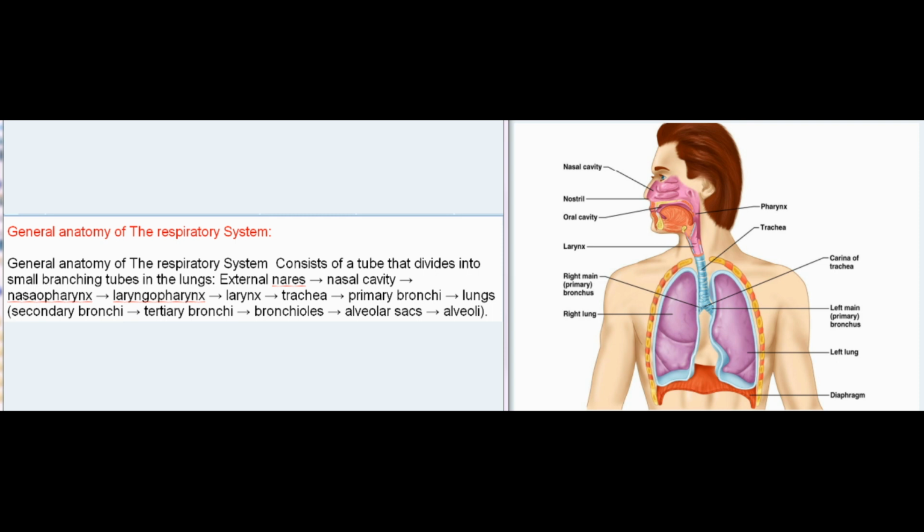External nares, nasal cavity, nasopharynx, laryngopharynx, larynx, trachea, primary bronchi, lungs. Secondary bronchi, tertiary bronchi, bronchioles, alveolar sacs, alveoli.